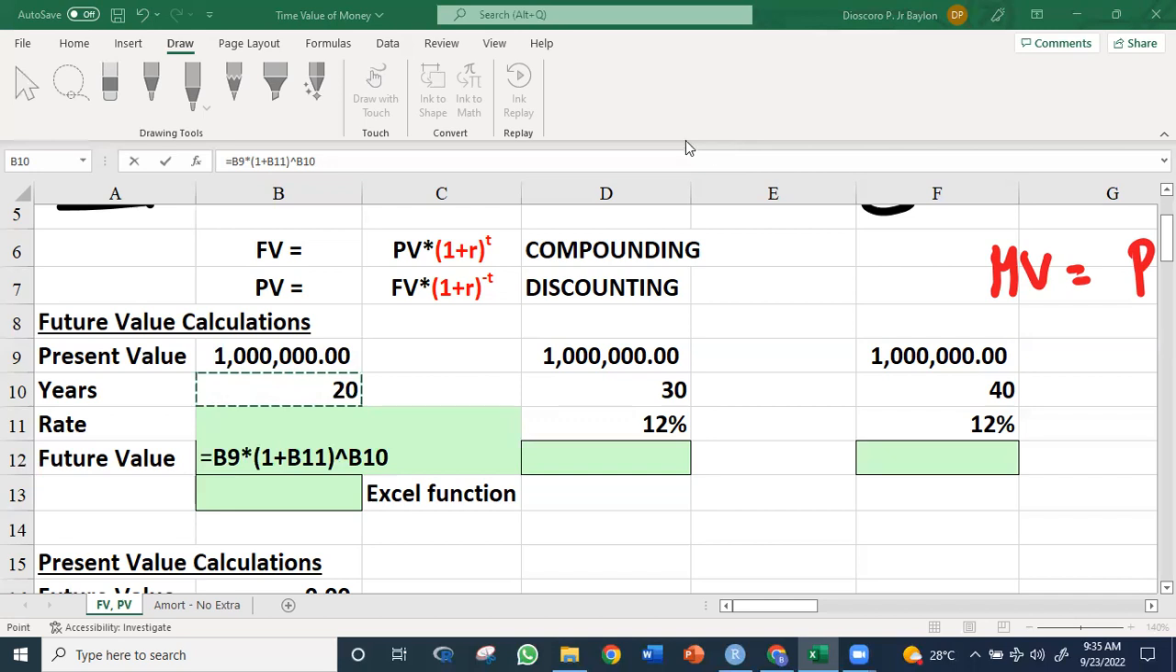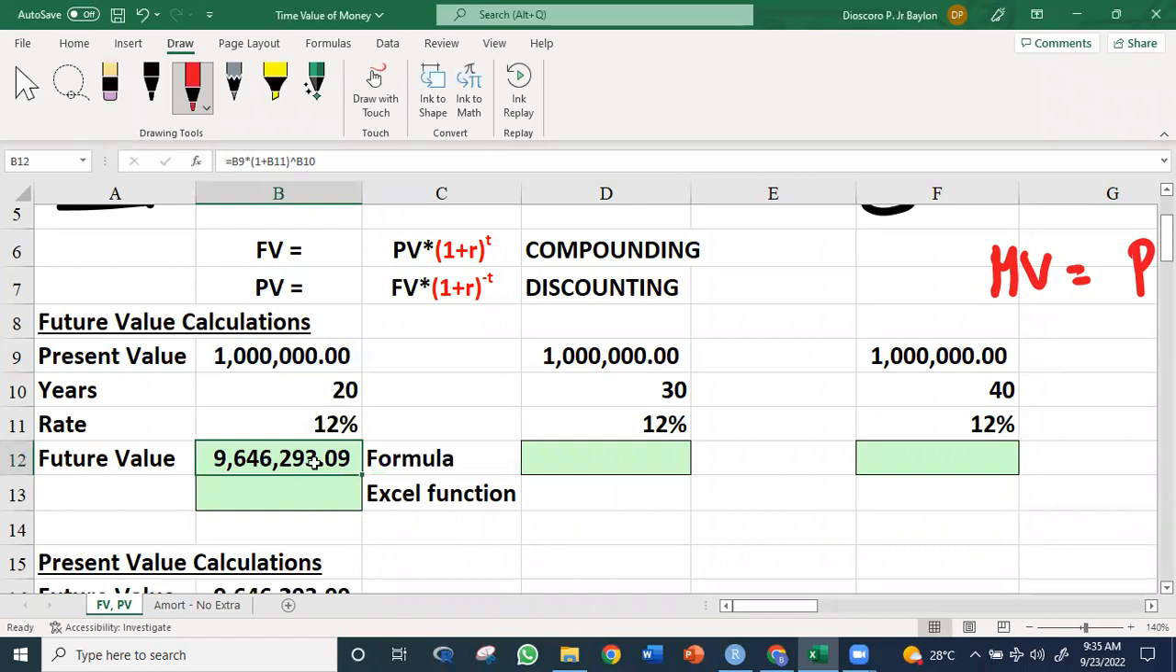So it seems like everybody got the same answer. Did anyone get a different answer? Anyone getting a different answer? Okay, so none. So it's 946,646,293. So we got the same answer.